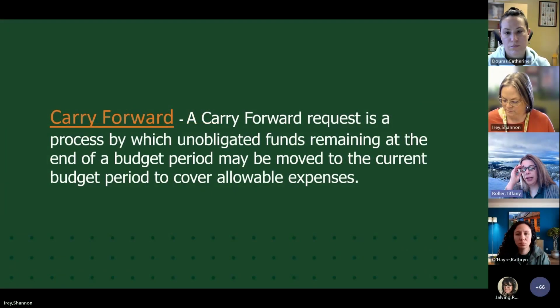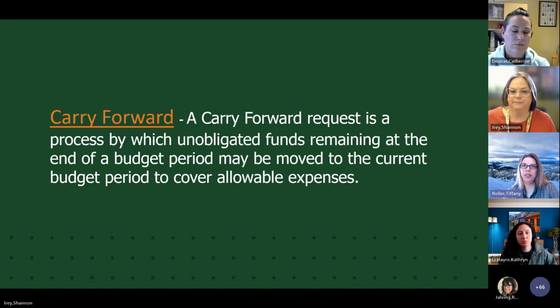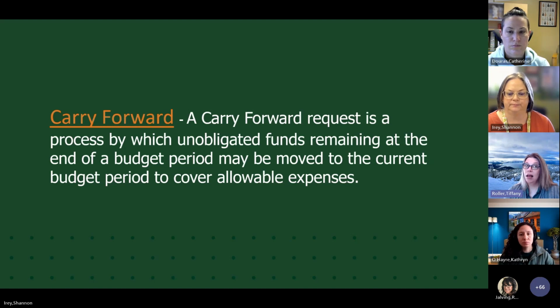Another type of modification or prior approval request that we might need to field is carry forward. So carry forward can be automatic. This means that from one budget period to the next, any remaining funds or any unspent funds could carry forward into the next budget period. Some awards are automatic, some are not. And if it's not automatic, we do need to request prior approval for that.